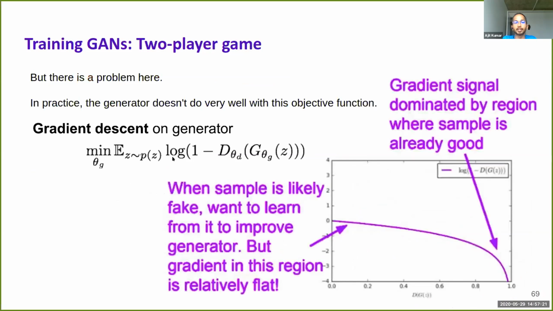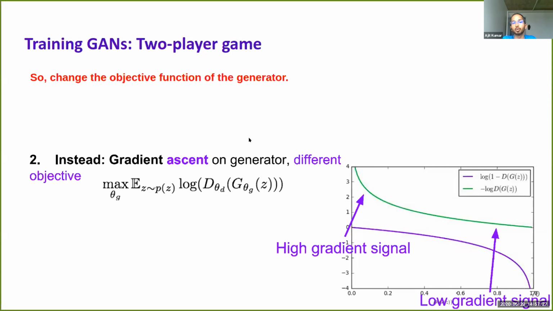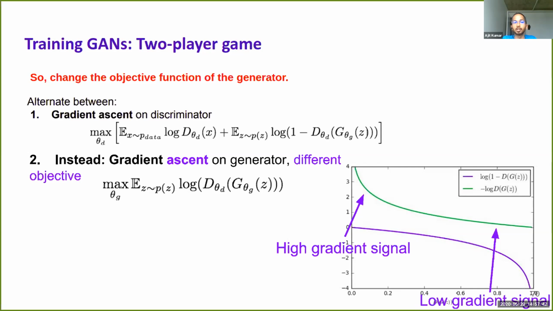Initially, we were doing gradient descent on the generator on this objective function, but now we are doing gradient ascent on the generator, and we're trying to maximize this objective so that D(G(z)) would be close to 1, because that is what the generator is trying to achieve. And for the discriminator, the objective function remains the same. So now both of them are trying to maximize some objective function with respect to their own parameters. We'll try alternating between training the discriminator a little bit, and then training the generator a little bit, and then alternate between these two.